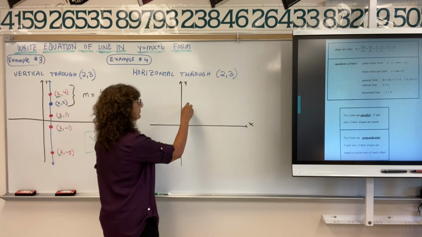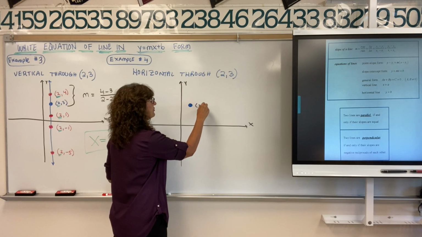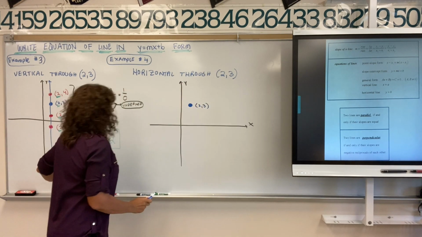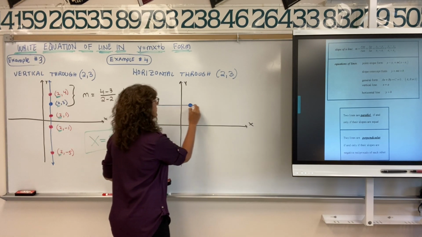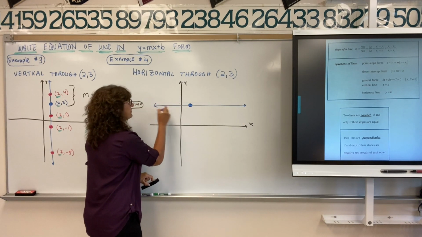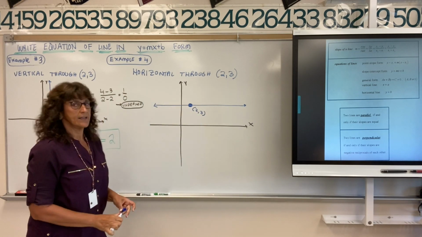To the right 2 and up 3, and I'm going to use the same location. So here's the point (2, 3), and we want to draw a horizontal line through this. Let me draw the horizontal line. Let me move the (2, 3) over here so you can see it. A horizontal line through this point.